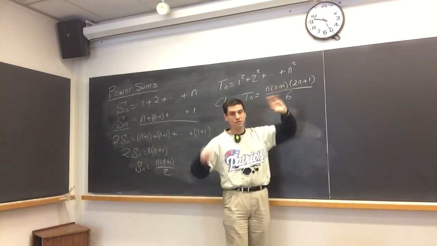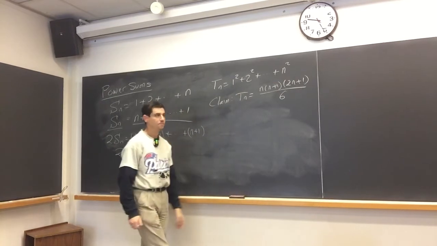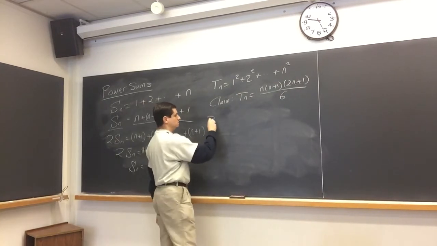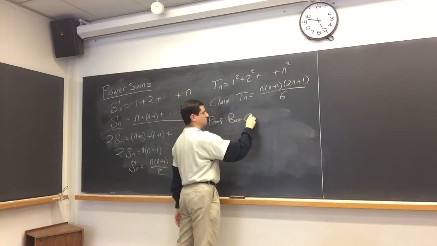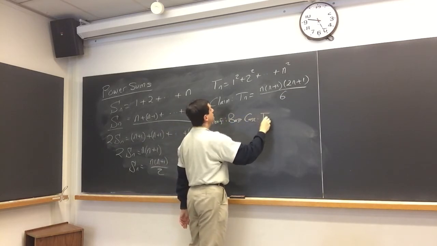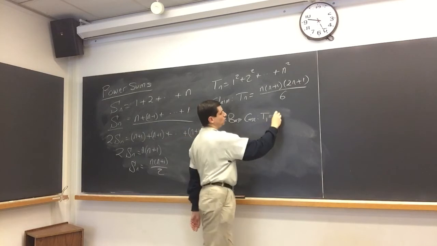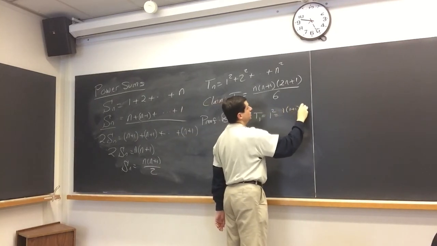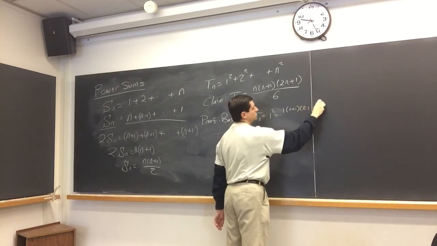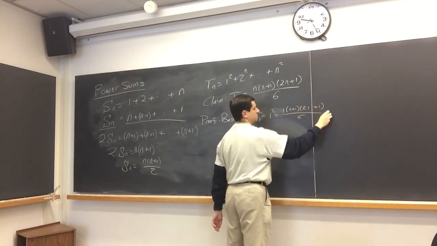What those middle coefficients are, that's harder. So, proof. Base case. T1 is 1 squared, which is 1 times 1 plus 1, 2 times 1 plus 1 over 6. Yes.